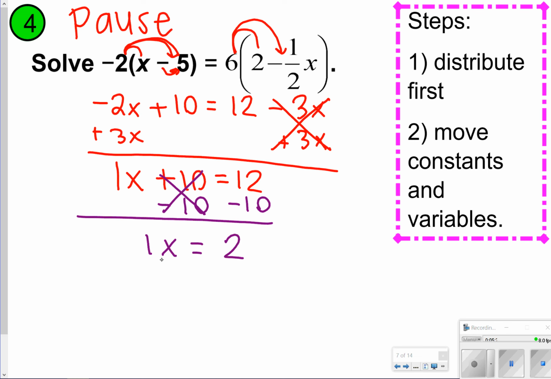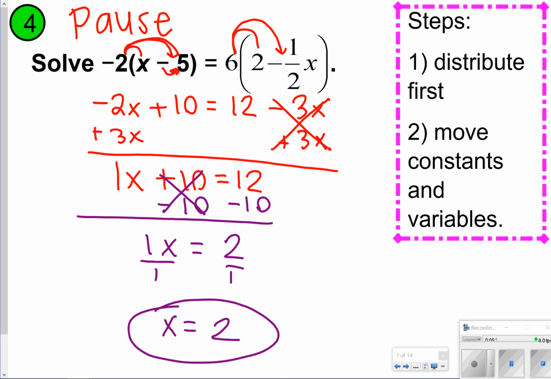And notice, remember that 1x always equals x. So really, your answer x is equal to 2 is already there. If you divide it by 1, totally fine. You still get x is equal to 2 for your answer.